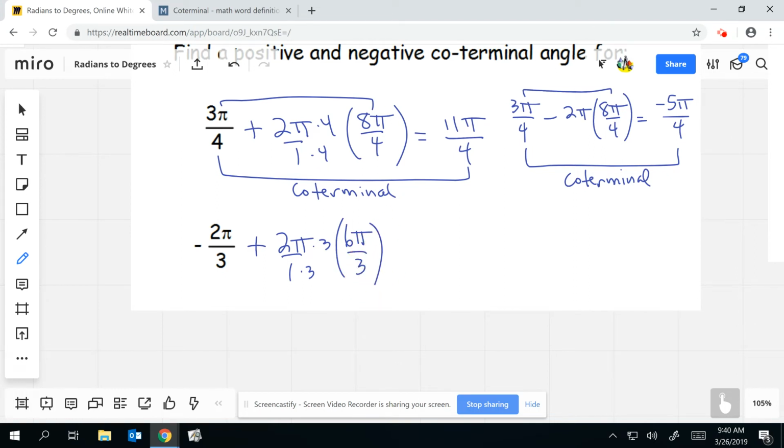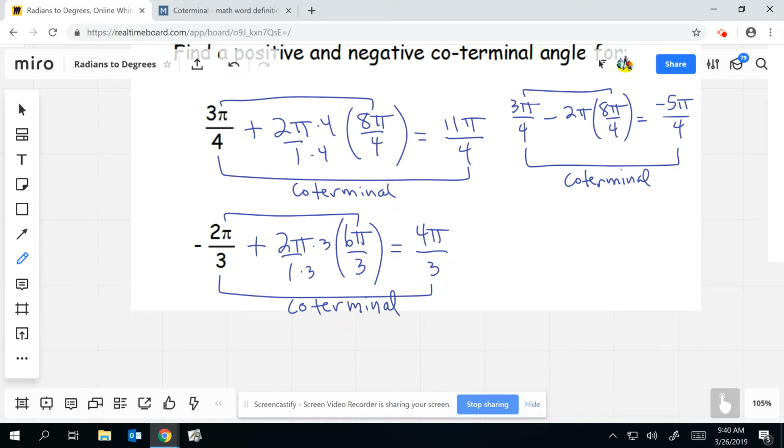So negative 2 pi over 3 and a positive 6 pi over 3. When I put a negative 2 with a positive 6, I'm going to get a positive 4 pi over 3. That is a positive coterminal angle. Negative 2 pi over 3 and positive 4 pi over 3 are coterminal. They're going to be in the same position. They're going to both look identical.